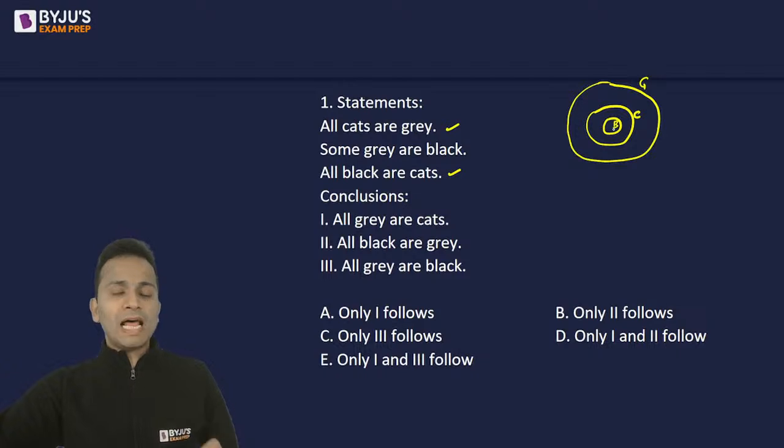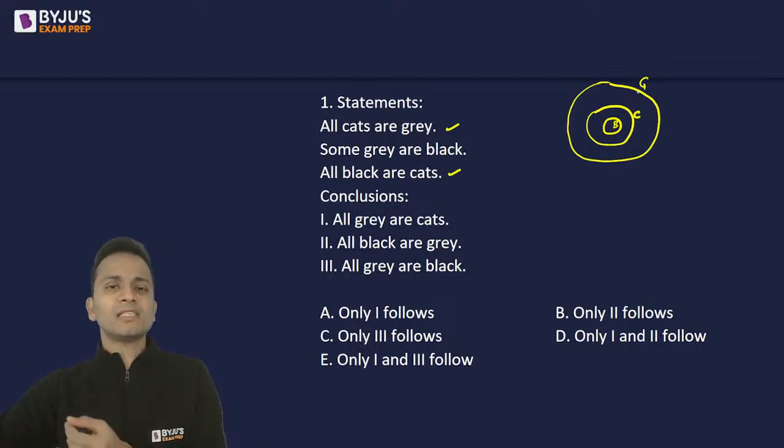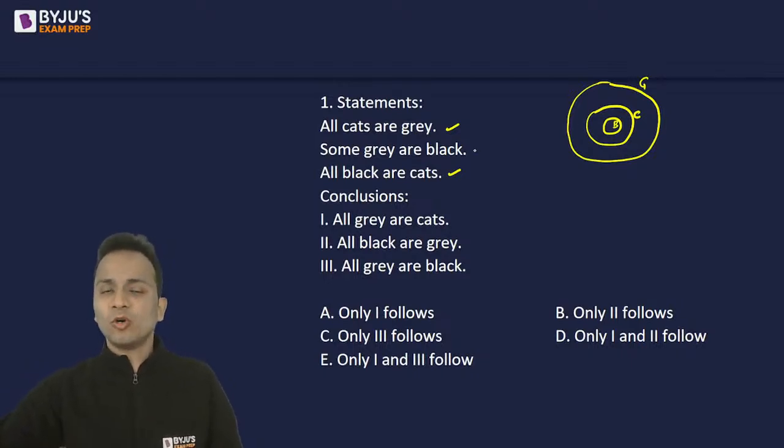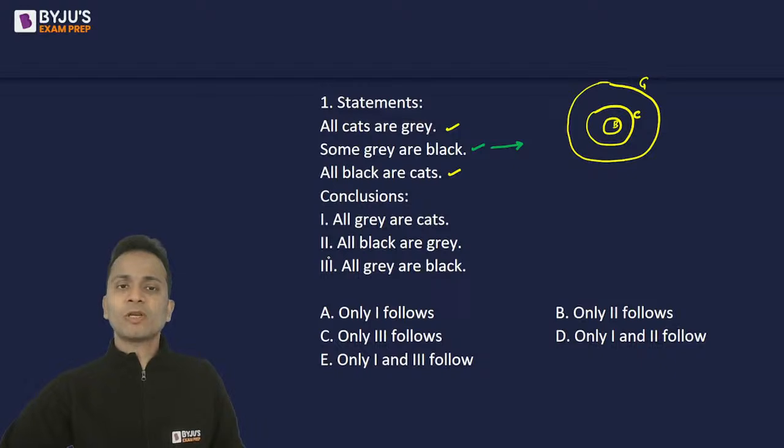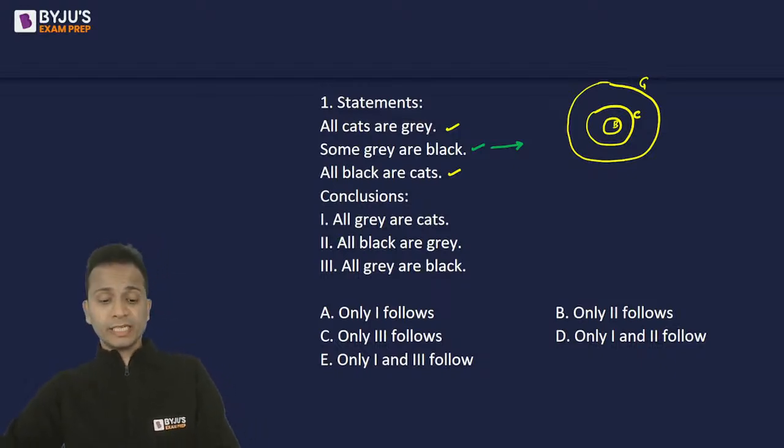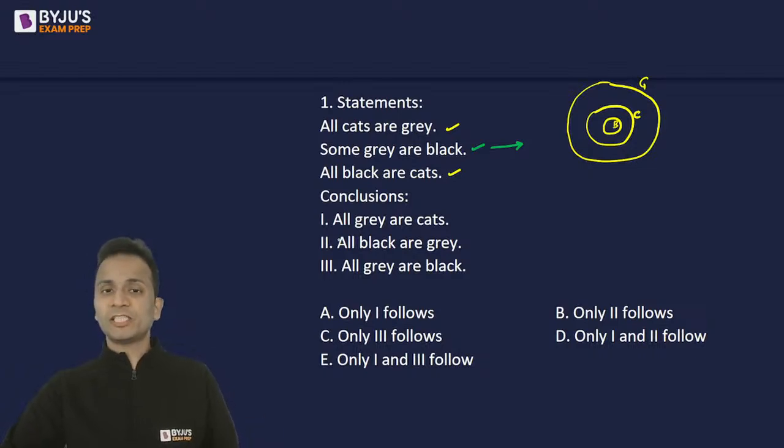So circle for black is already drawn, circle for gray is already drawn, okay? And it is clearly visible that some grays are black, okay? So this statement is already drawn there. Am I clear? Now let's have a look at the conclusions. So all of you are saying that option B is correct, only conclusion 2 follows. Let's check them one by one.